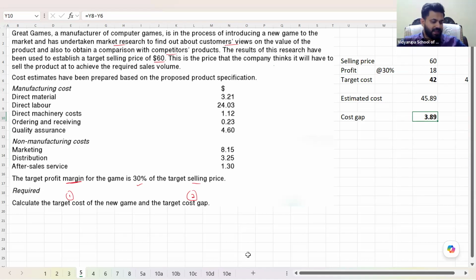Can I have a confirmation, please? Are we good? Are we clear with the numbers? Can I have a confirmation, please? Are we all good? Are we clear with this?